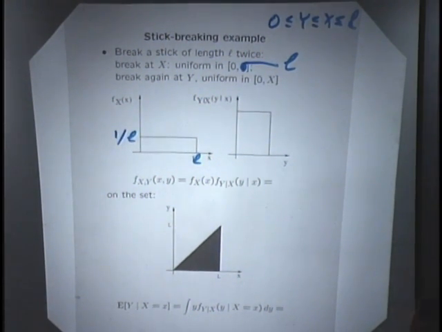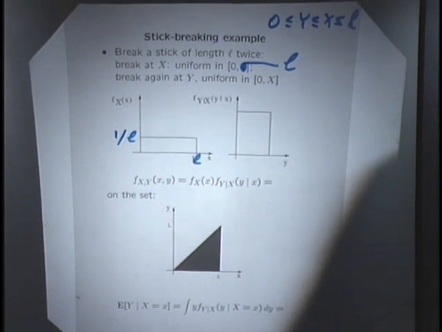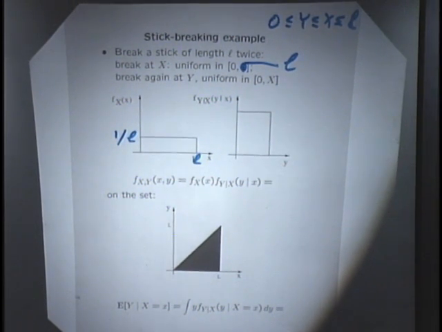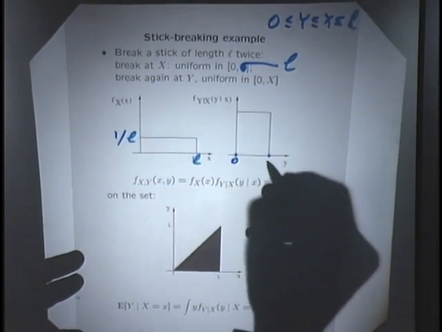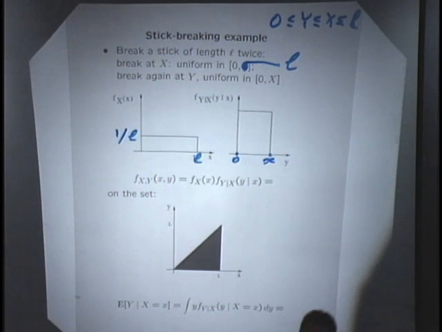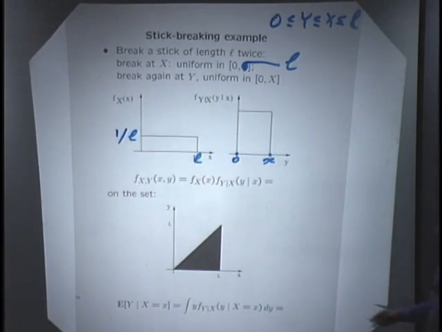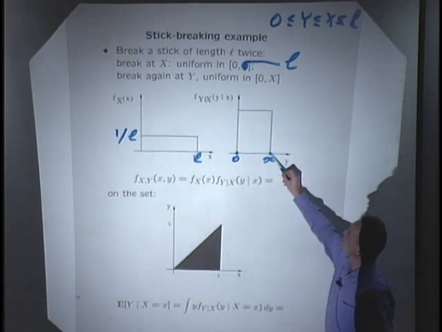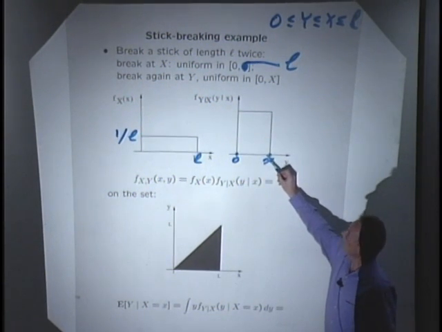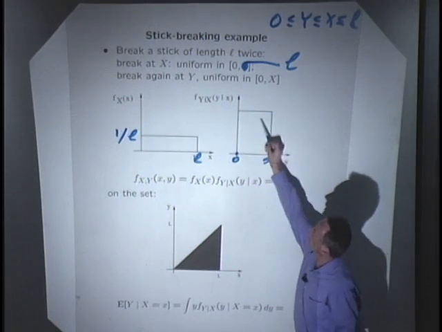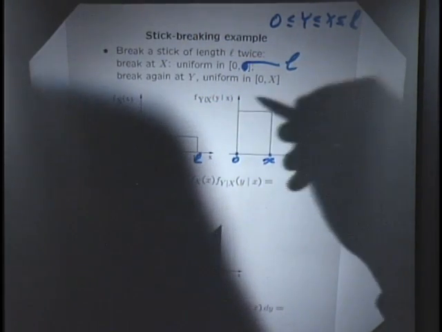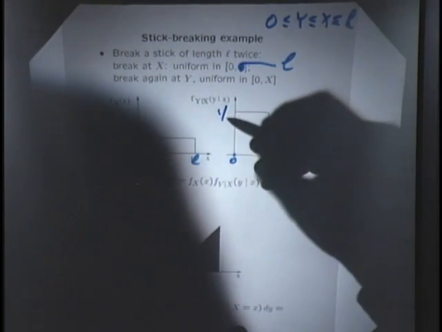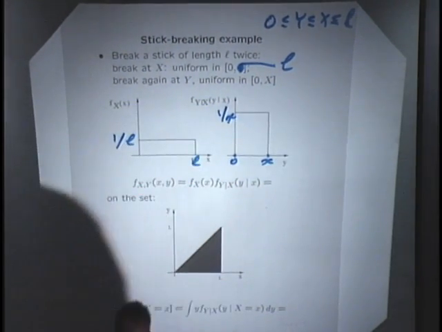What does that mean? That the density of y, given that you have already told me x, ranges from 0 to little x. If I told you that the first break happened at a particular x, then y can only range over this interval. And I'm assuming a uniform distribution over that interval, so we have this kind of shape, and that fixes for us the height of the conditional density.